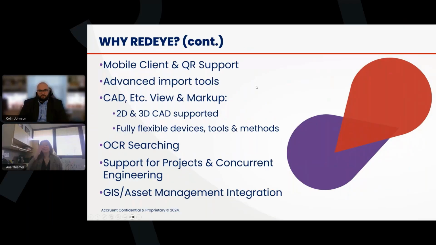Also, mobile device support is becoming more and more important to college campuses. So RedEye is strong there, and supports QR codes for searching and retrieving files. We mentioned the import tools. RedEye also has really good native file viewing. So just about any 2D or 3D CAD file can be imported into RedEye and viewed along with all of your other standard file types.